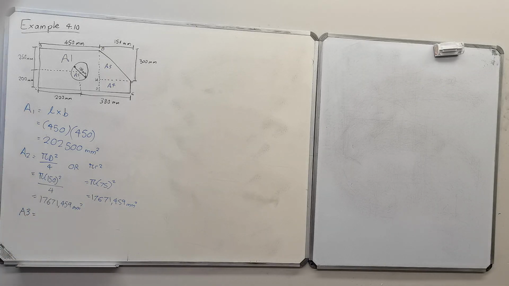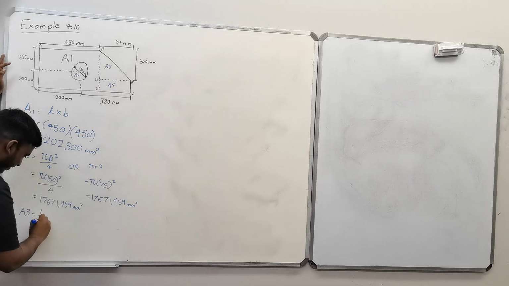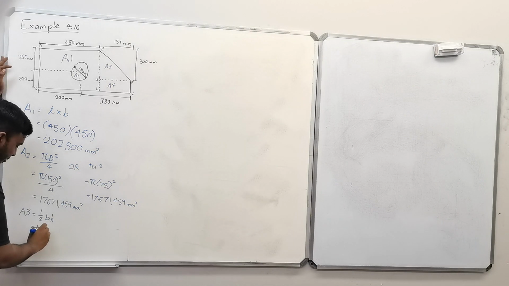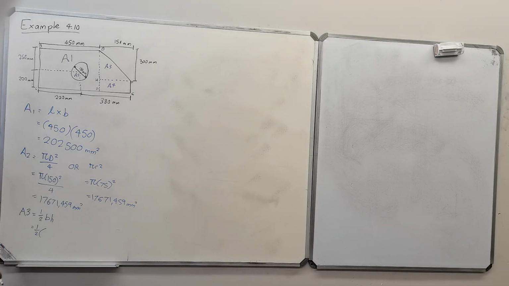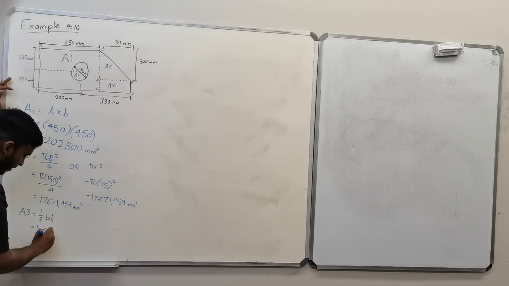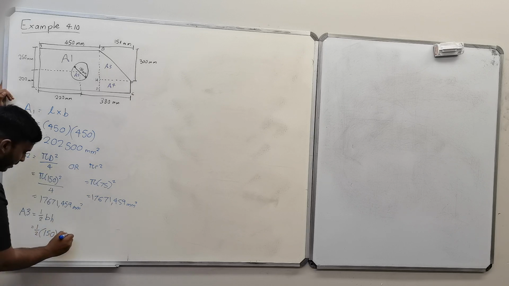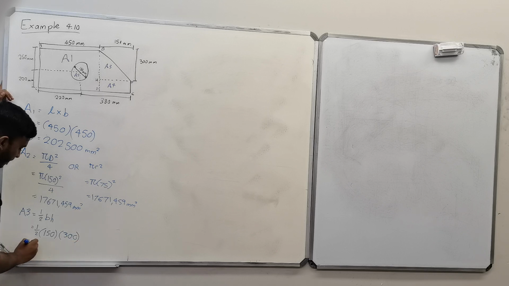Okay, A3. What shape is that? Trevor, what shape? Base times height. It's a triangle, and to work out the area, half base times height. So, half of what's its base? 150, so 75, times its height, 300. So what do you get? Yeah.